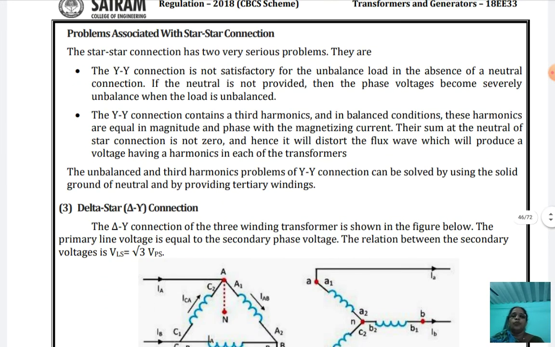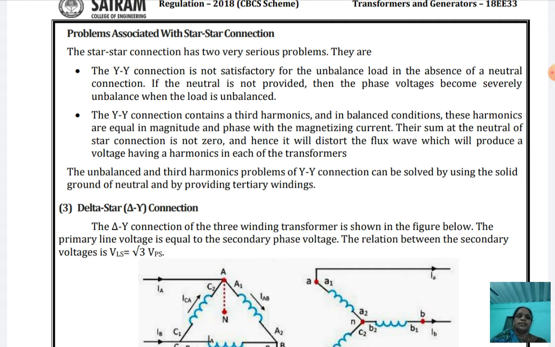Here the problem is that the star connection is not satisfactory for unbalanced load, because of the absence of a neutral connection. If the neutral is not provided, the phase voltage becomes severely unbalanced when the load is unbalanced. Unbalanced means, for example, if R phase is 5 amps, B phase is 3 amps and then C phase is something else, that is an unbalanced load. And then the star connection contains a third harmonic, and in balanced condition these harmonics are equal in magnitude and phase with the magnetizing current.